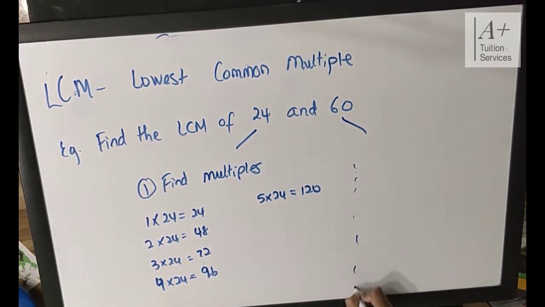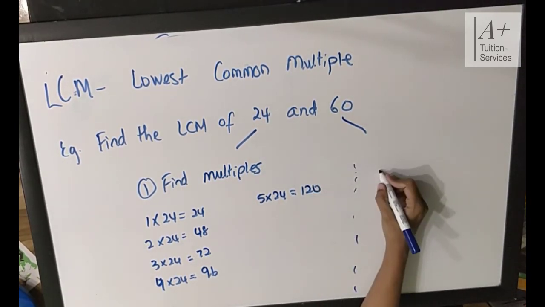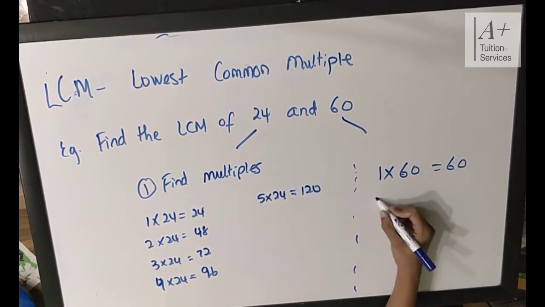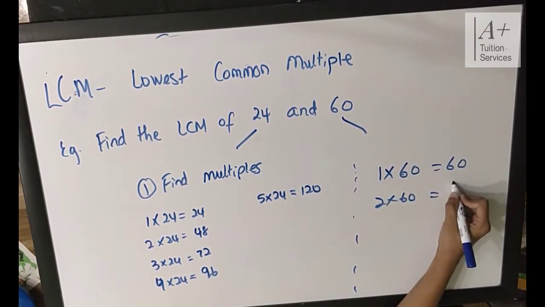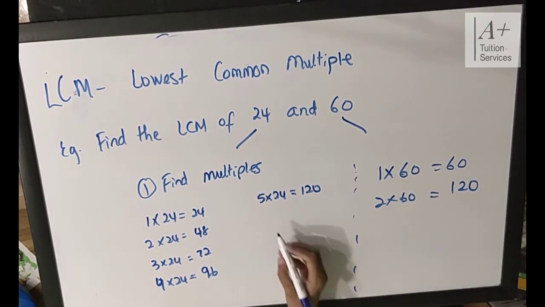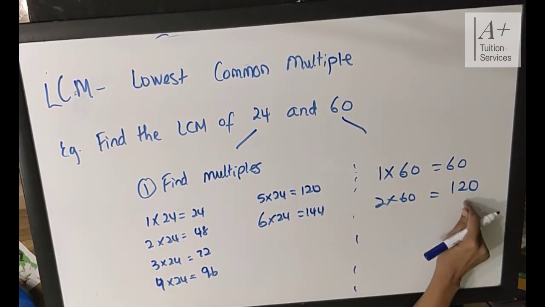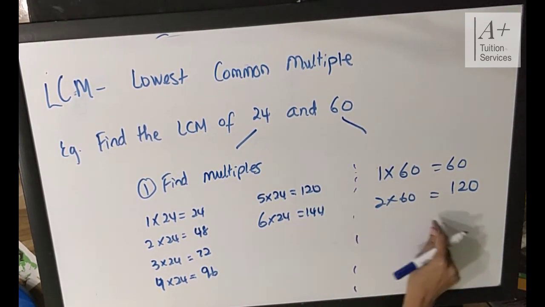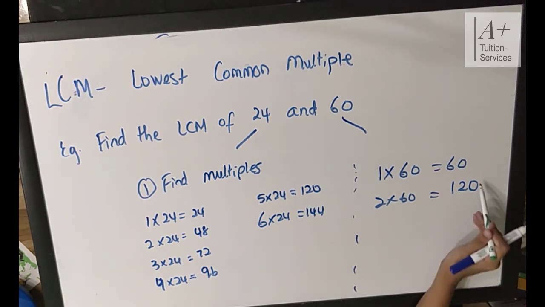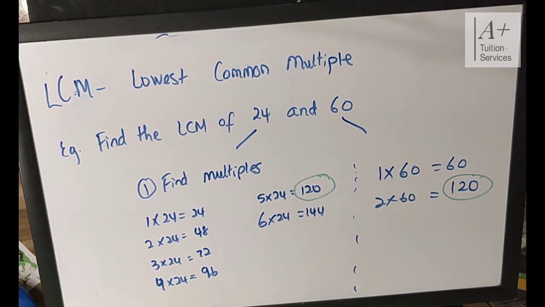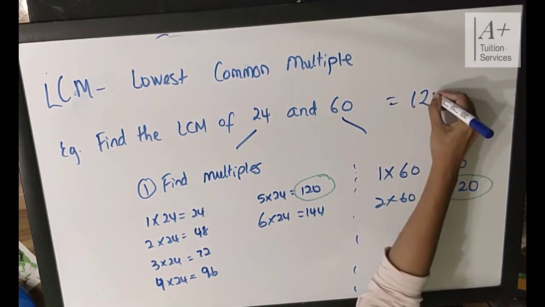I'll stop here because I want to make sure I don't surpass what I want to do. So now 1 by 60 is equal to 60, 2 by 60 is equal to 120. If we continue here, 6 by 24 will give me 144. But the lowest common multiple between both numbers is 120, right? Because it's basically the first common multiple we reach in both, and this was 120. So the LCM of 24 and 60 is equal to 120.